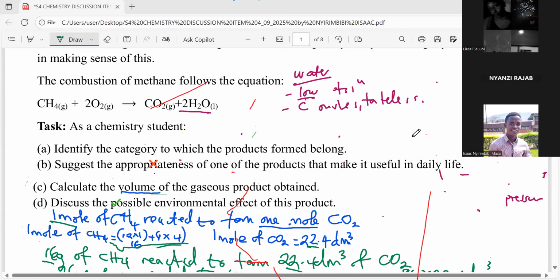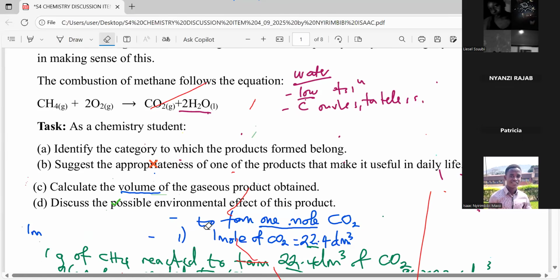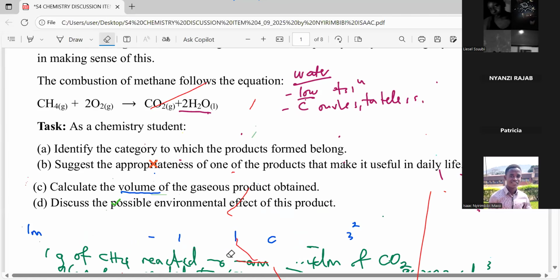The question goes, discuss the possible environmental effect of this product. Which product are they talking about? The product they are talking about is the carbon dioxide, because the question is preceded by question C on the gaseous product we have just calculated, therefore that is what they want. Very good. Part C says calculate the volume of gaseous product obtained. Then they say discuss the possible environmental effect of this product.